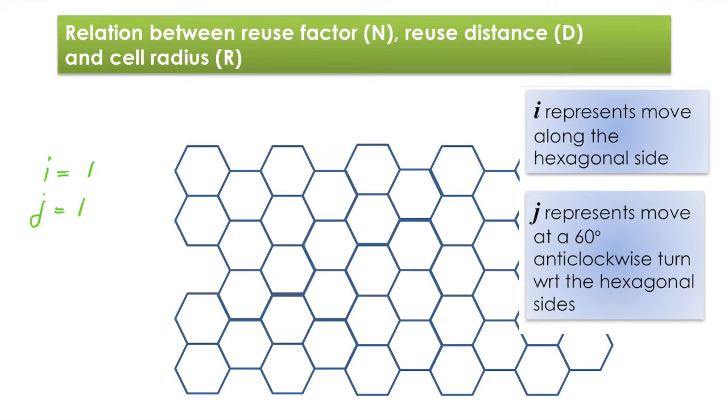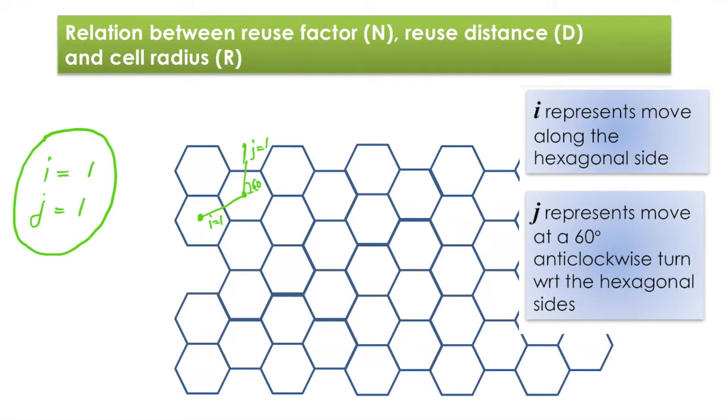So in a hexagonal coordinate, let us consider i equal to 1, j equal to 1. Now let us find the relative coordinate from this cell to a cell with a distance represented by i equal to 1 and j equal to 1. Since i equal to 1, there will be one move, that means from one cell to the next cell, that is i equal to 1. Now we will take a 60-degree anticlockwise turn and we will have one move, that is j equal to 1.